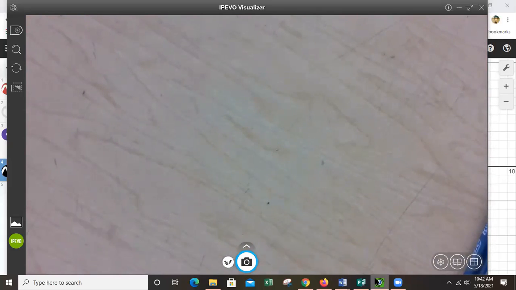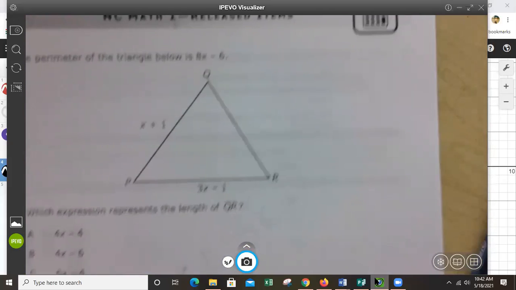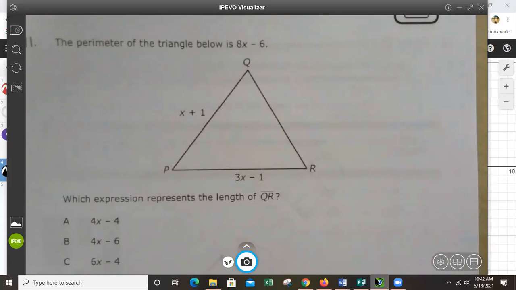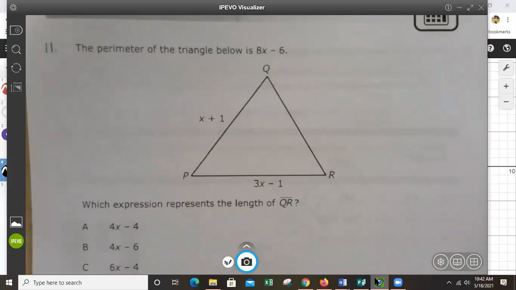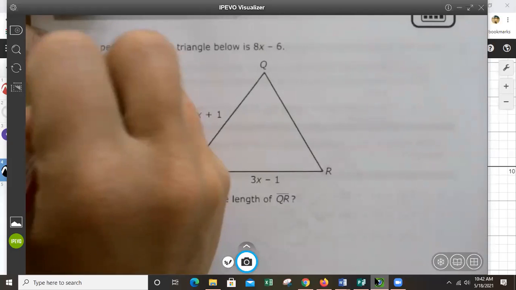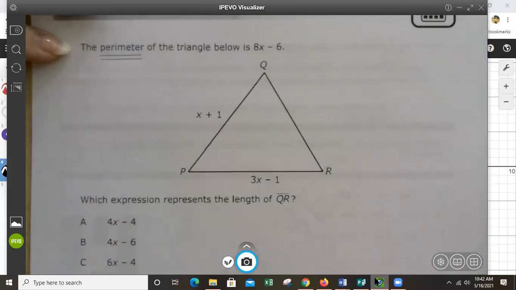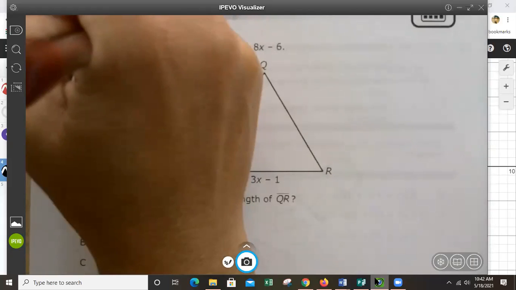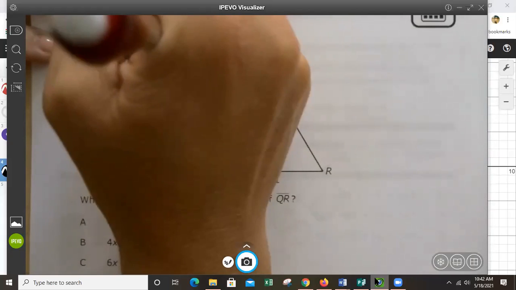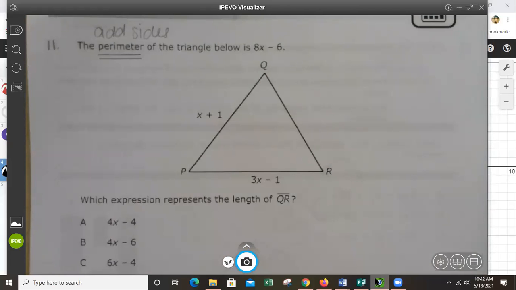Sorry, trying to find the easy ones first. Let's look at this one. Sorry, this is number 11. What does perimeter mean? Add the sides, right? Add the sides. Or the outside, whatever you want to do to remember it, okay? Is everybody good with that part?